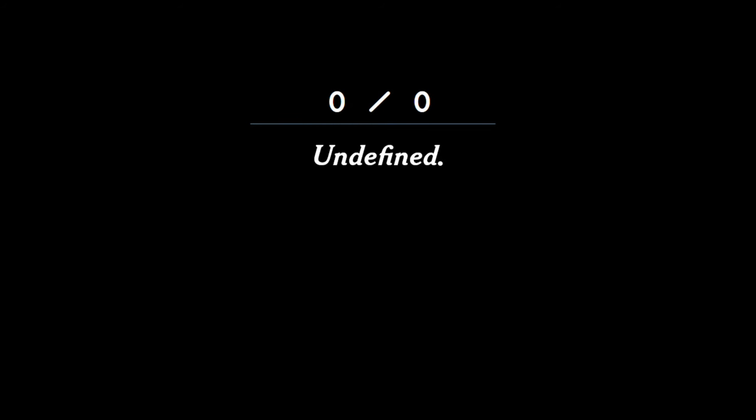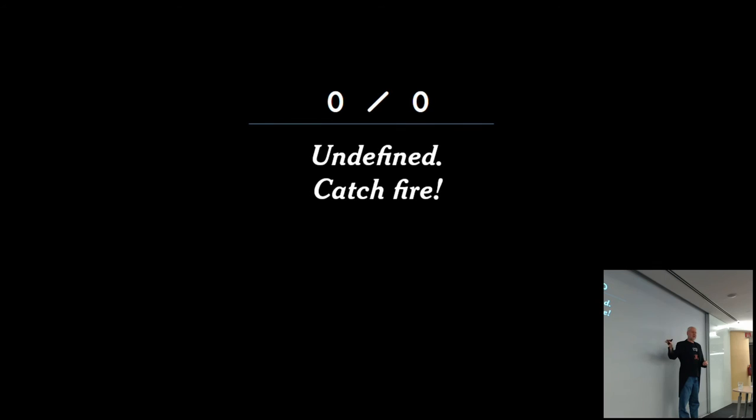So what should a computer do if you try to divide 0 by 0? One argument says it should catch fire. Because it should never happen, so it doesn't matter that the machine catches fire if it happens, because it doesn't happen, right? Except we know that it does happen. Catching fire will not get us to 5 nines. It's not what we want to do.